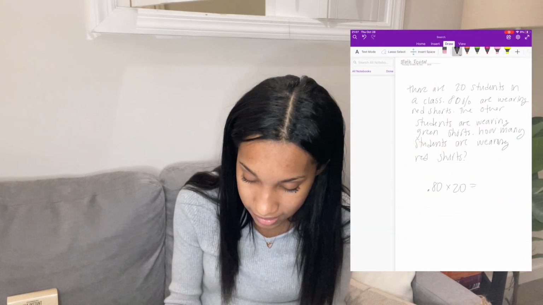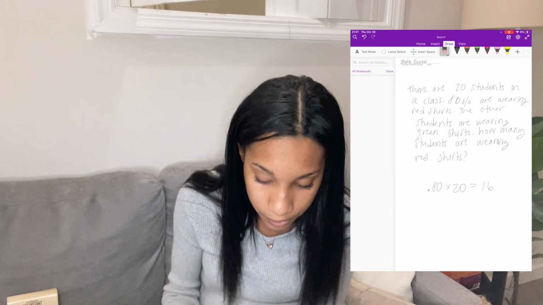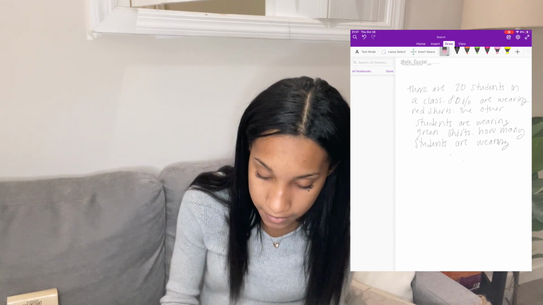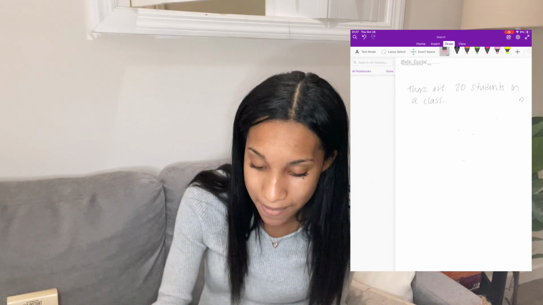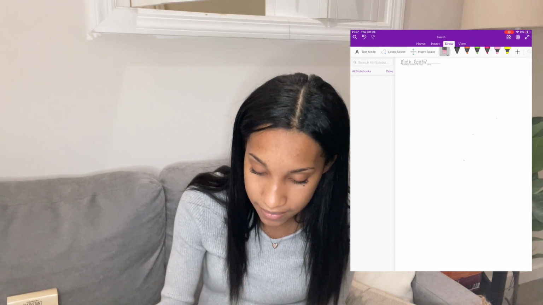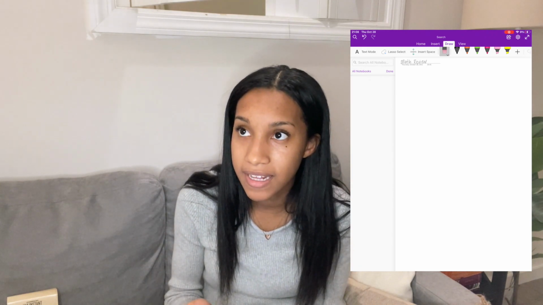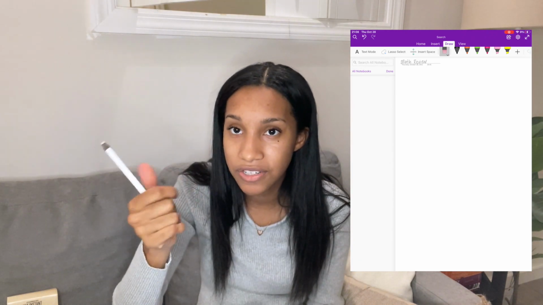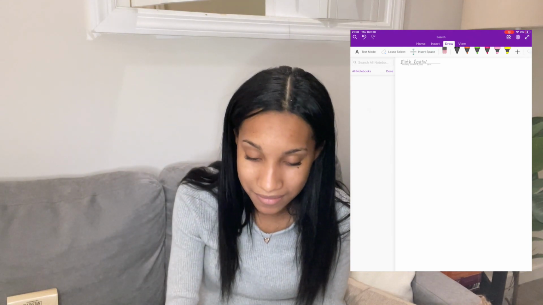So 80% of 20 is going to give you 16 when you plug it into the calculator. We'll do some more practice problems with proportions and percentages, because that's pretty much what they're going to be asking most of the time. I did get a question that didn't use percentages at all, but instead you literally just figure out what that is.